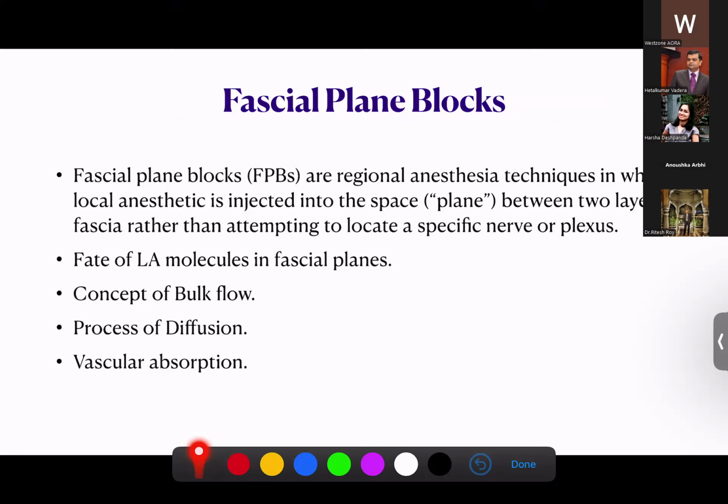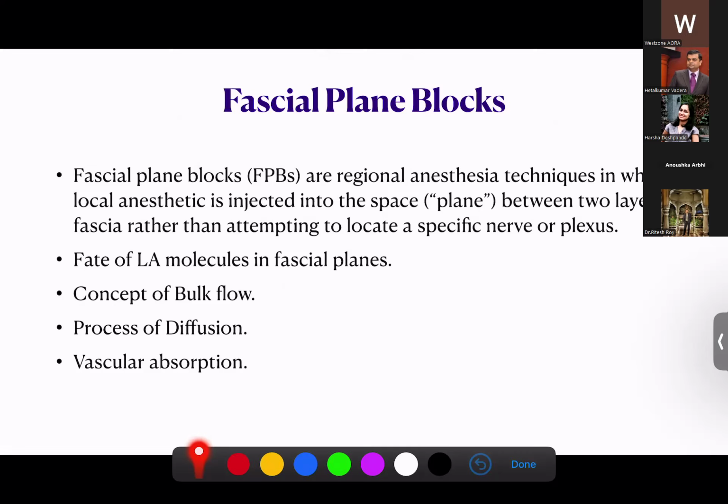The mechanism of bulk flow or mass flow is at the macroscopic level, where the fluid moves as a body of aggregated particles driven by a pressure gradient, and the plane is distended by the hydraulic pressure of the fluid injection. Whereas in the process of diffusion, which happens at a microscopic level, there is a net movement of molecules within the fluid medium, driven by a concentration gradient. So fascia does not act as a barrier to diffusion, and it is freely permeable to local anesthetic.